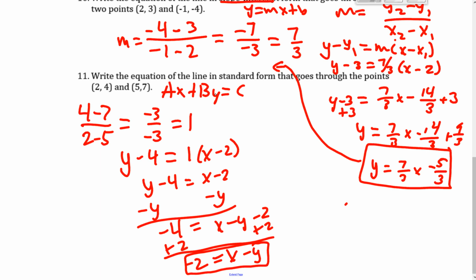And you could rewrite it where it looks like ax plus by. So you could rewrite it and it would look like this. x minus y equals -2. So you write it like that, same thing.